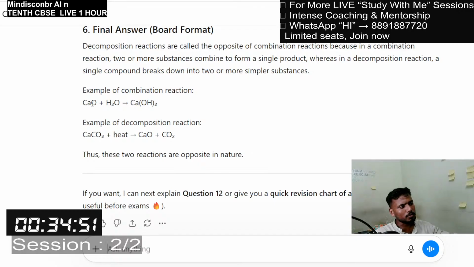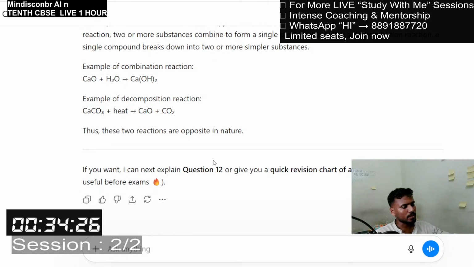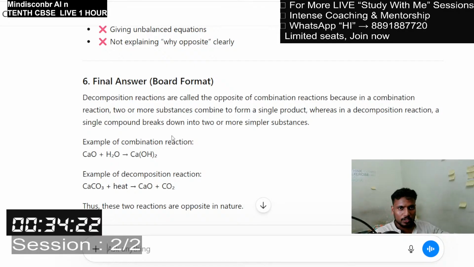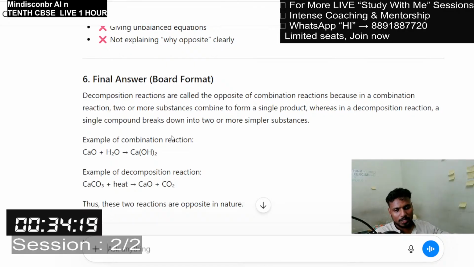Examples: an example of a combination reaction is CaO plus H2O gives Ca(OH)2, plus heat is also released. Sometimes heat will be released and in some cases heat will not be released, but in this case, heat is released. Example of a decomposition reaction: CaCO3 plus heat gives CaO plus CO2, that is decomposition of calcium carbonate in the presence of heat. Thus, these two reactions are opposite in nature. So we can say that the combination reaction is the opposite of decomposition reaction.